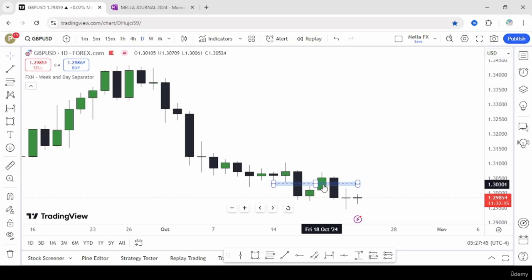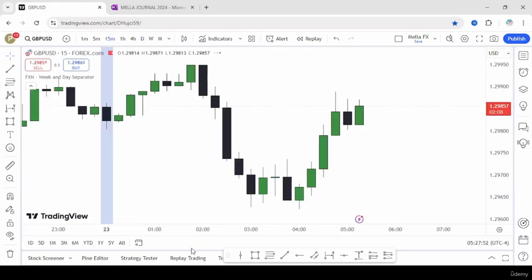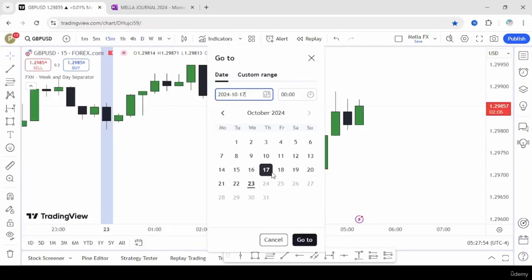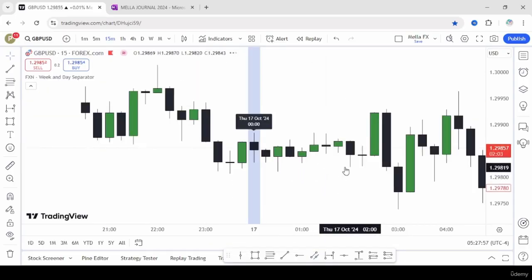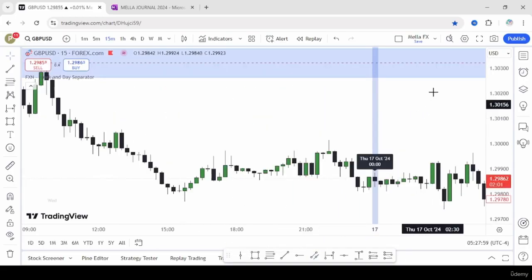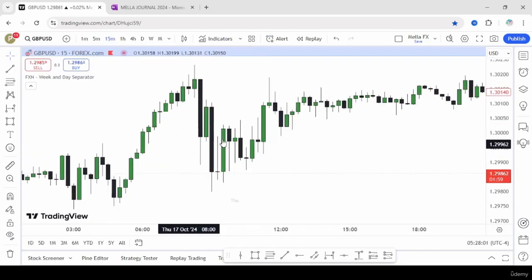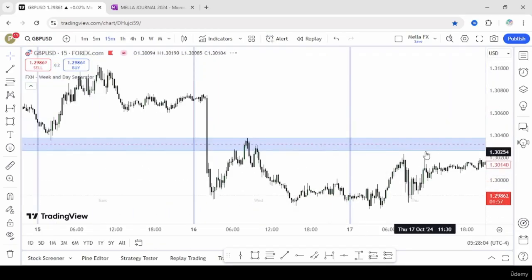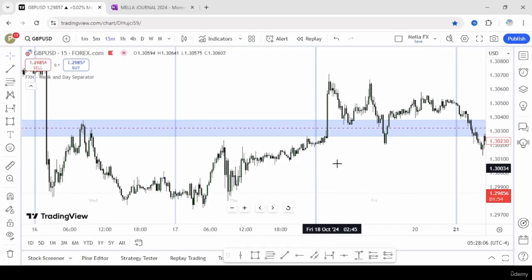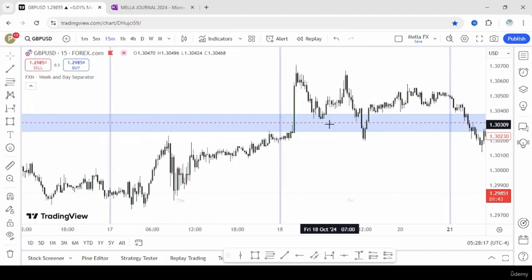Then the second step is for you to narrow your focus into a smaller time frame. In the smaller time frame, I'll look at the 15 minutes. It was the 17th. So from the 17th, we have our daily fair value gap. We can see that the market rallied above, even beyond the daily fair value gap. But does that mean that we lose our interest in it?